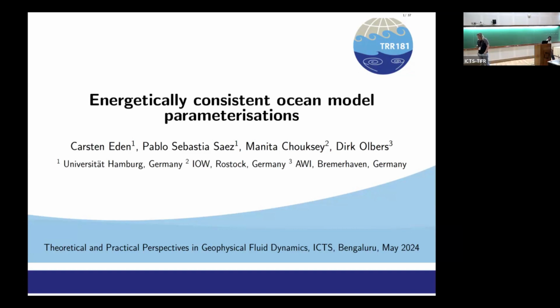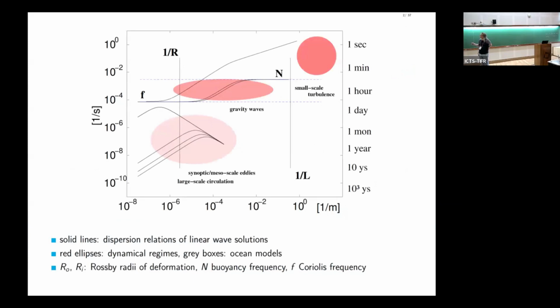And my talk is about energetically consistent ocean models, ocean model parametrizations. I have a list of co-authors here, and I want to start with a schematic showing you different dynamical regimes and dispersion relations of waves on a space-time diagram. Here's space in terms of wave numbers or scales from 1 meter to the global scale, and also periods from seconds to thousands of years.